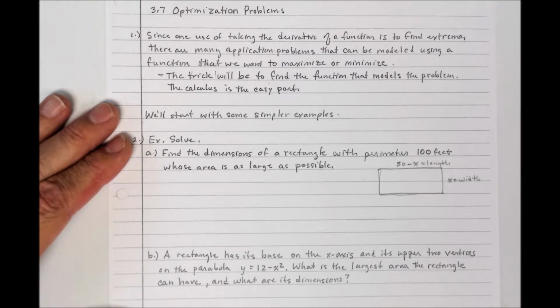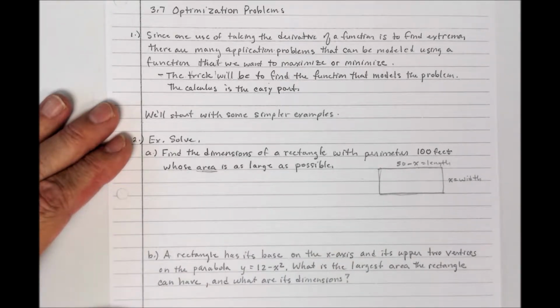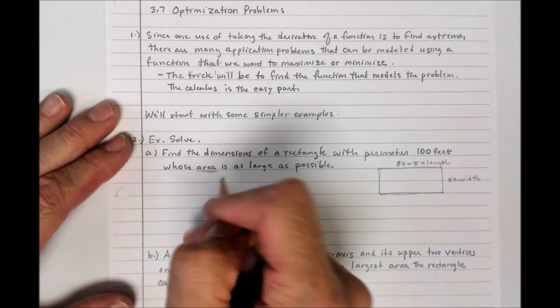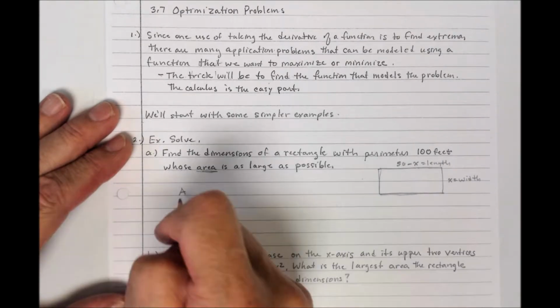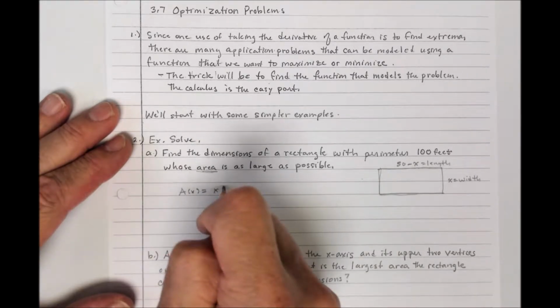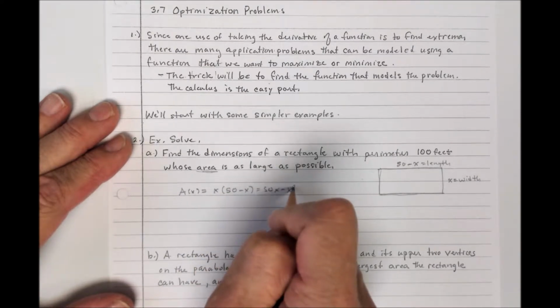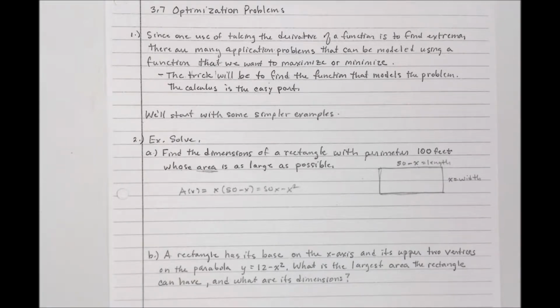Now we are trying to maximize the area. Well, area of a rectangle is easy, and that's the function that we're going to use here because we're trying to maximize the area. So the area is length times width, or in this case, since my variable is x, A of x is equal to length times width, x times 50 minus x, or 50x minus x squared.